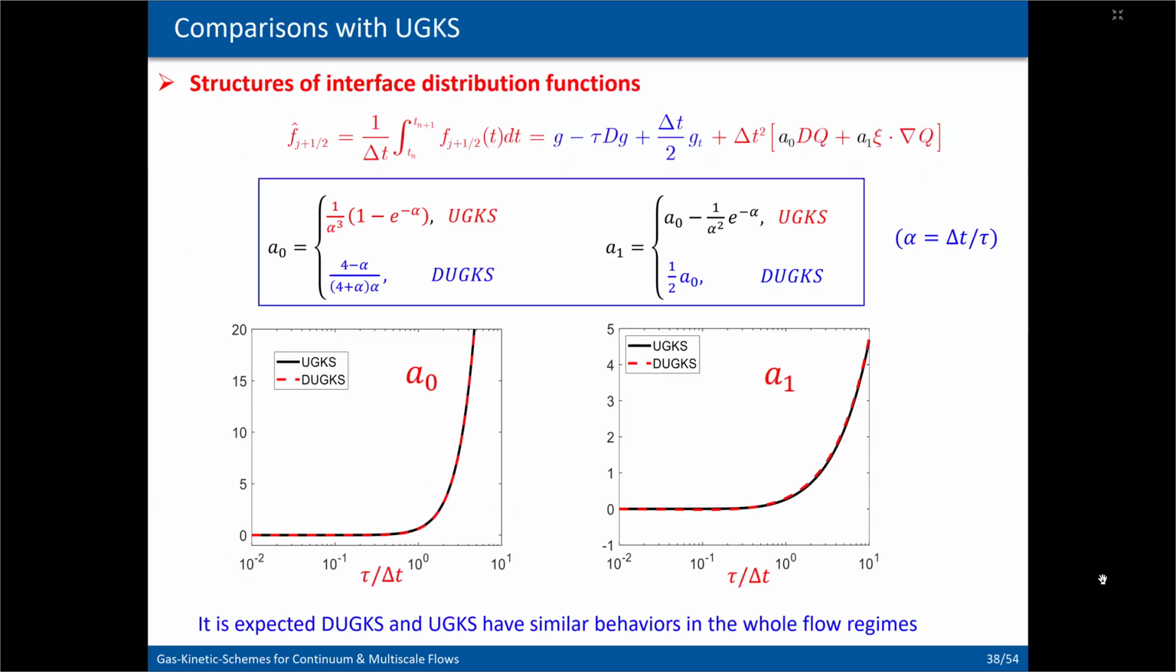Now we would like to make a comparison between the DUGKS and the UGKS. Actually, the reconstructed distribution functions from both methods share the same structure. We can write out explicitly that the difference lies in these two parameters, A0 and A1. A0 and A1 have different formulations for the two methods. They both depend on the grid Knudsen number, alpha. Fortunately, we can see that in the whole flow regime, the two expressions are nearly identical. So it can be expected that DUGKS can yield nearly identical results to the UGKS. Actually, we have found similar results in our numerical practice.